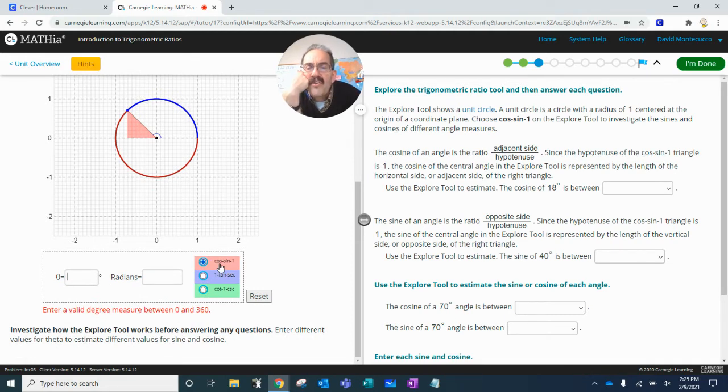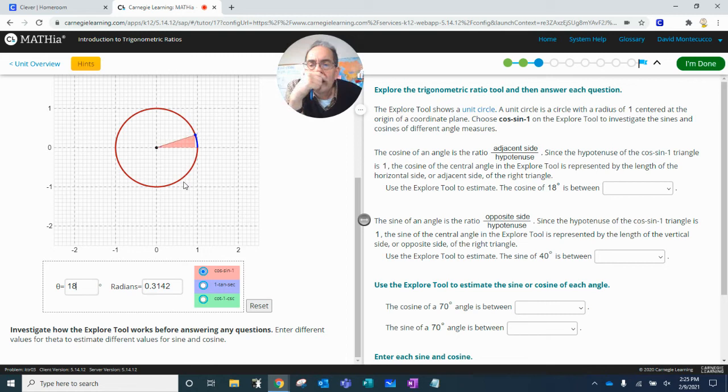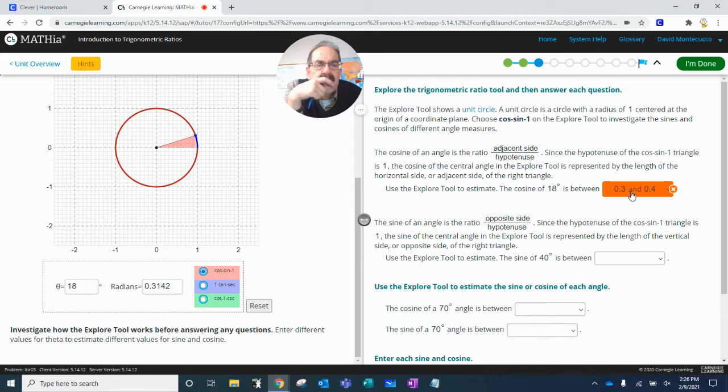Right now we're focused on sine and cosine. Investigate how the tool works for answering questions. Enter the data and the value for sine and cosine. The cosine is the relation of the adjacent over the hypotenuse. Use the Explorer tool, the cosine of 18 degrees. Okay, so the cosine of 18 is 3 over a lot. Cosine is the adjacent.